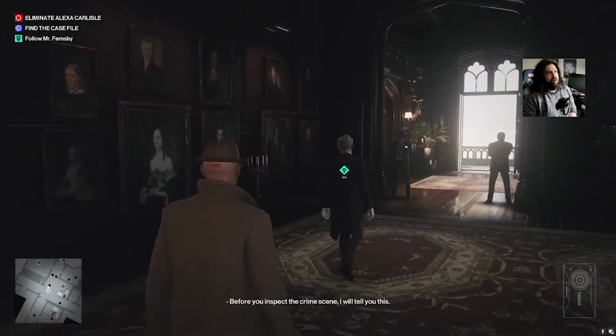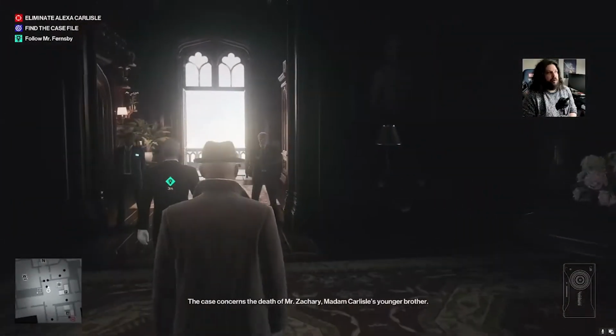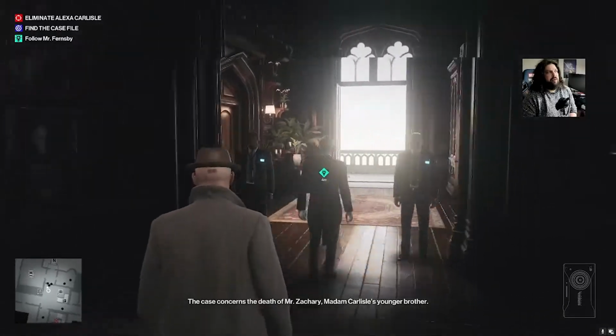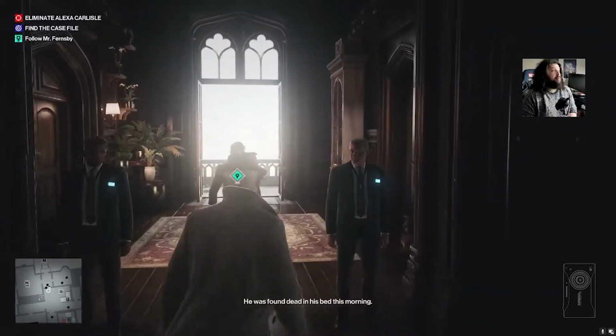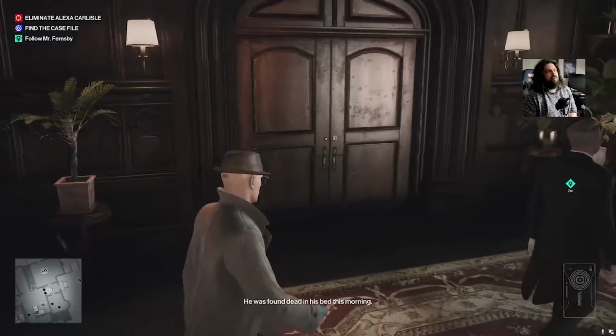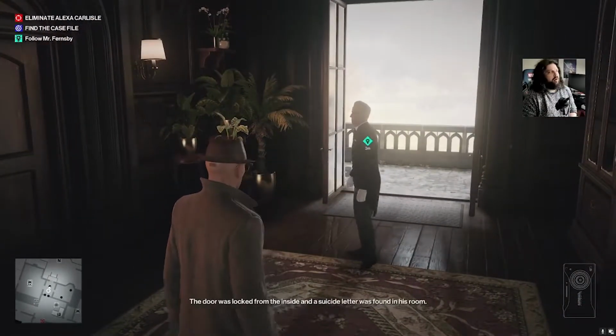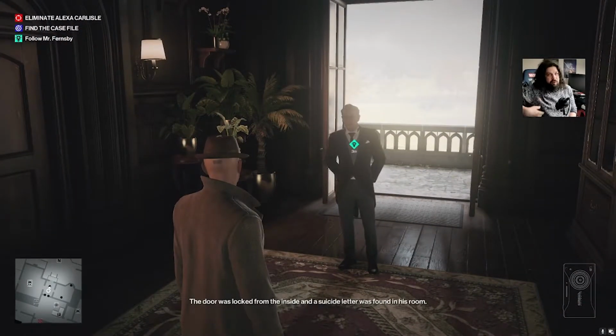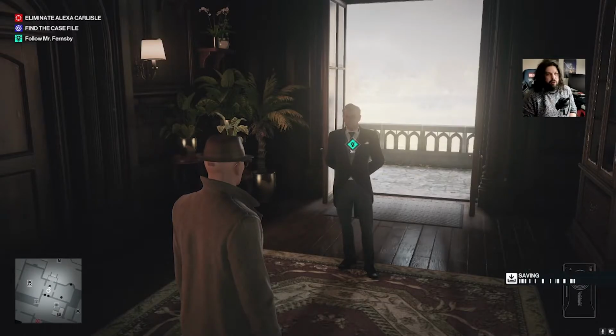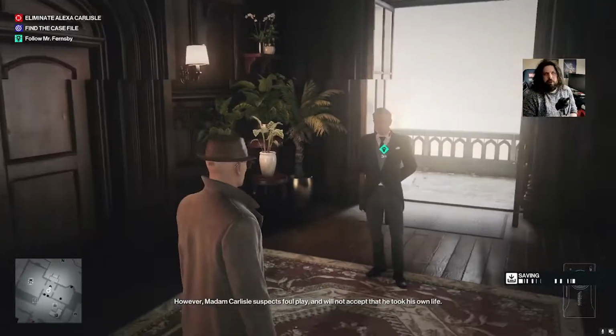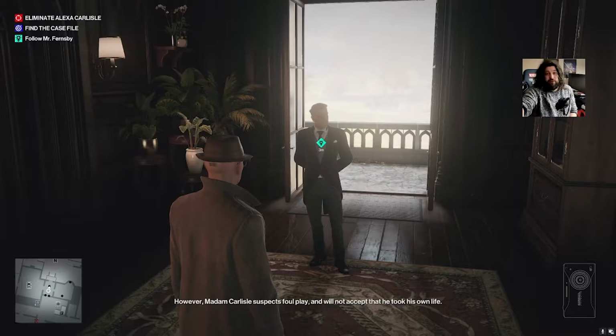Now we're gonna go look at the crime scene. Now that there has been a real murder, they invite us because Madame Carlyle suspects foul play. We're gonna go in the room, take a look, and we're gonna actually try to solve it for her. But we're not here really to solve it. We're here to murder her. So we'll use this against her in a multitude of different ways. There are a lot of ways to use this against her.